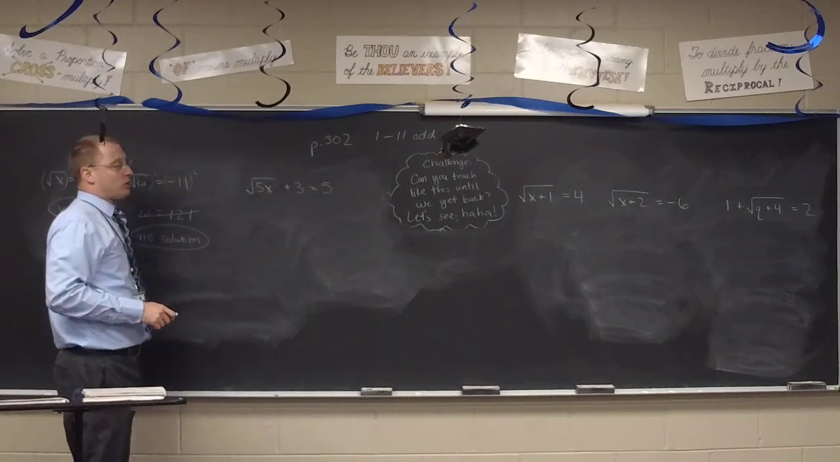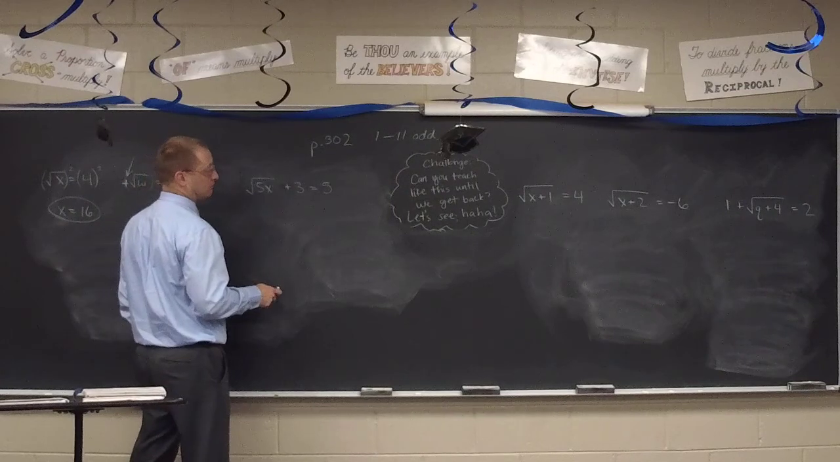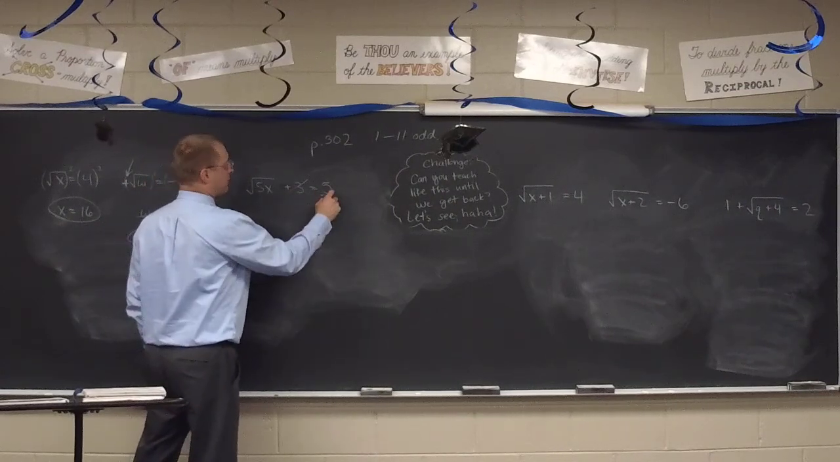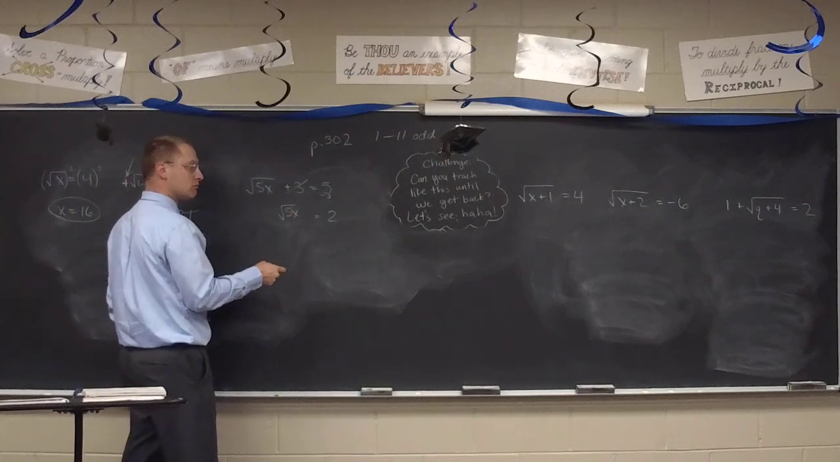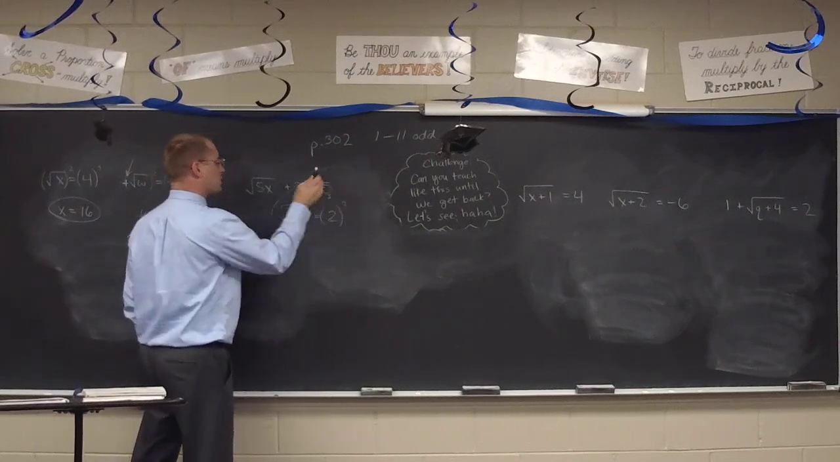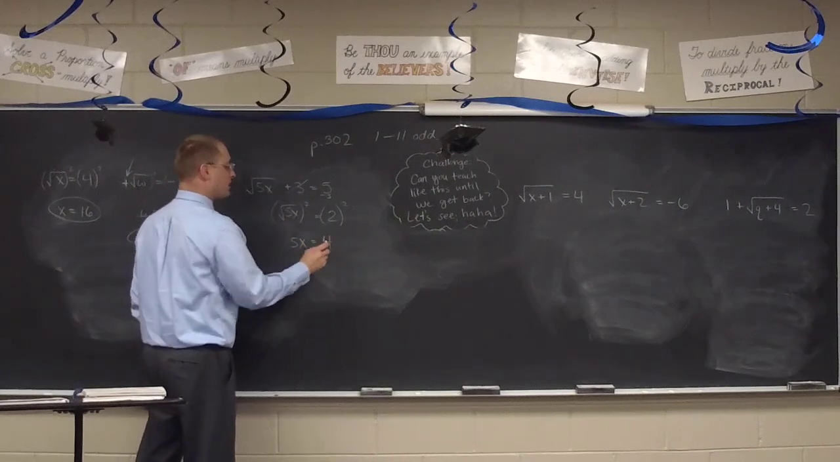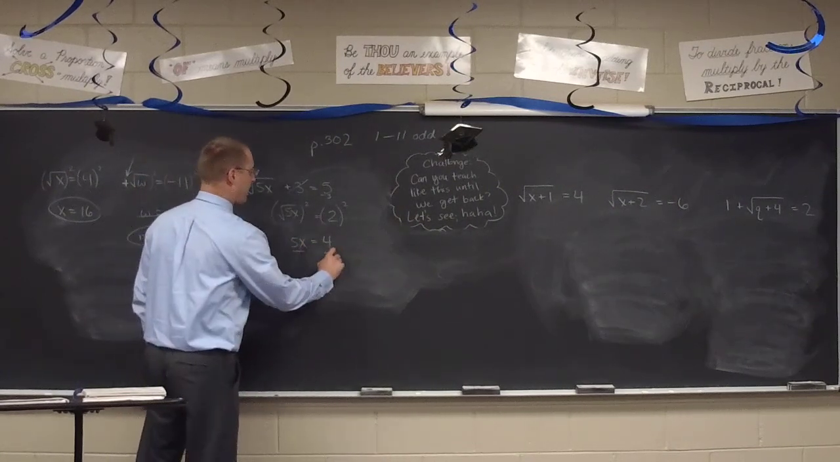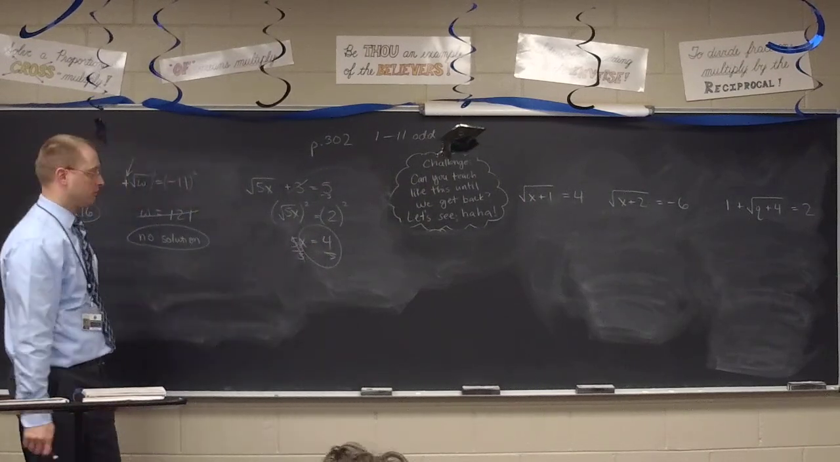Number 5, what do I need to do, class? Isolate the radical by subtracting away the 3 to get a 2. Once the radical's isolated, square both sides. What do I get when I square the square root of 5x? 5x. What do I get when I square 2? 4. What do I need to do to solve for x? Divide by 5. What do I get? 4/5. Fine, circle it.